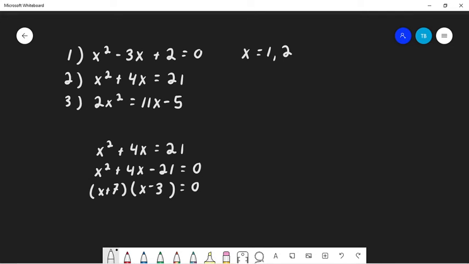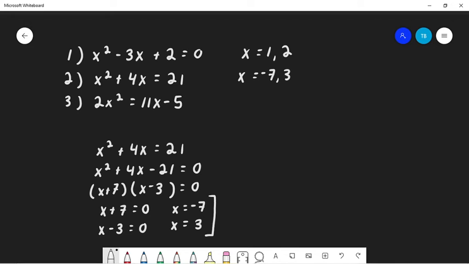And then we set each of the factors equal to 0 in order to solve for x. So we can say that x plus 7 is 0, and x minus 3 is 0. And then we just solve for x. So x would be negative 7, and x would also be equal to 3. These would be the two solutions for number 2. All right, and I'll copy them up here. So x equals negative 7 and 3. Alrighty, 2 down, 1 to go.